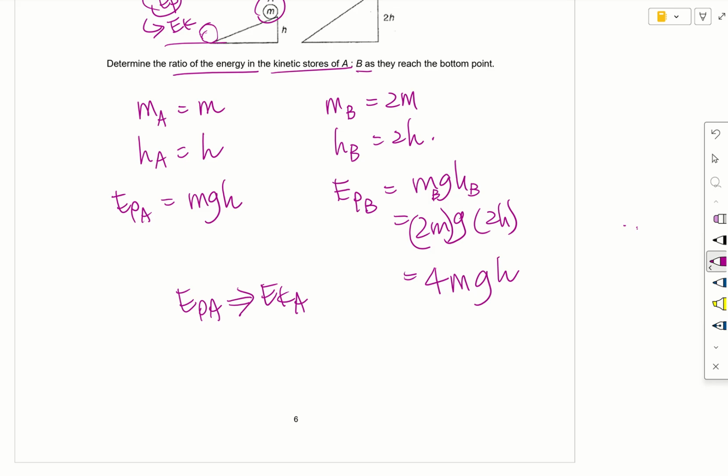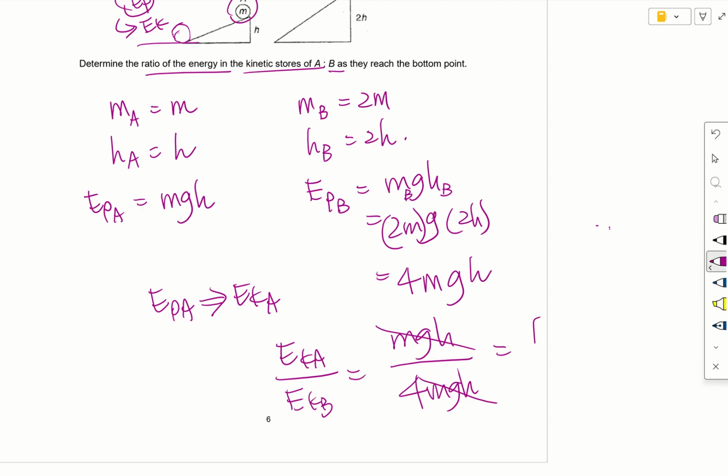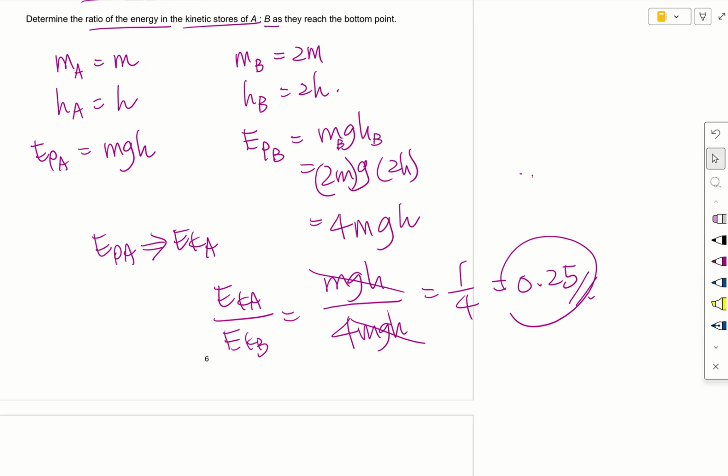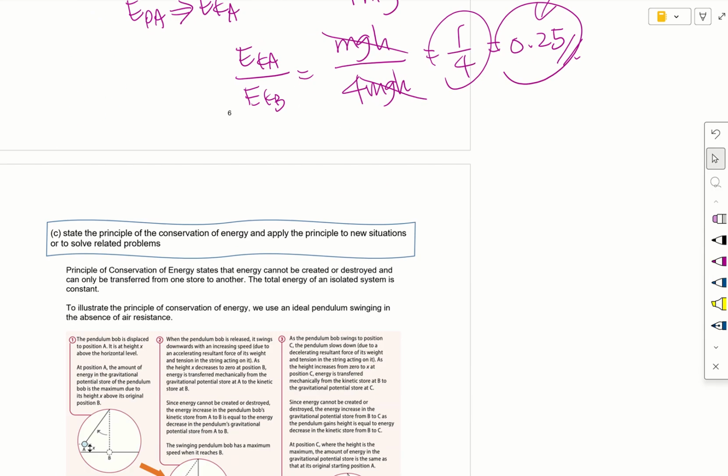Okay, so they want us to find the ratio of the energy store. EKA over EKB will then be equal to mgh over 4mgh, right? This is how you do the ratios. And since mgh and mgh can cancel, it equals 1 over 4, so equals 0.25. So in physics, when we express ratio, we don't leave it as fractions. We always leave it to 2 or 3 SF. So take note of that. So answer is 0.25.